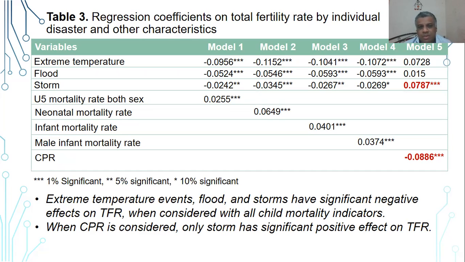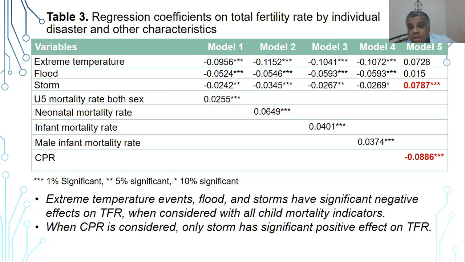And if you look at table 3, we find a similar outcome for total fertility rate. In terms of types of natural disaster, like extreme temperature, flood, and storm, there is a negative relationship between each type of disaster and total fertility rate. But the different types of mortality still have a positive relationship with total fertility rate, which is statistically significant. And if we include the contraceptive prevalence rate, we also find that the storm is statistically significant and has a positive impact on total fertility rate. This is also an important finding.